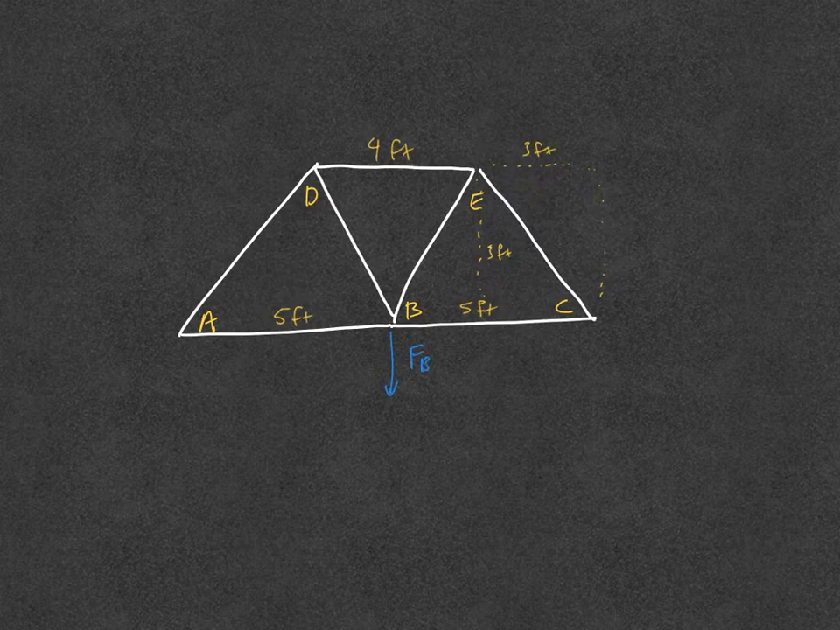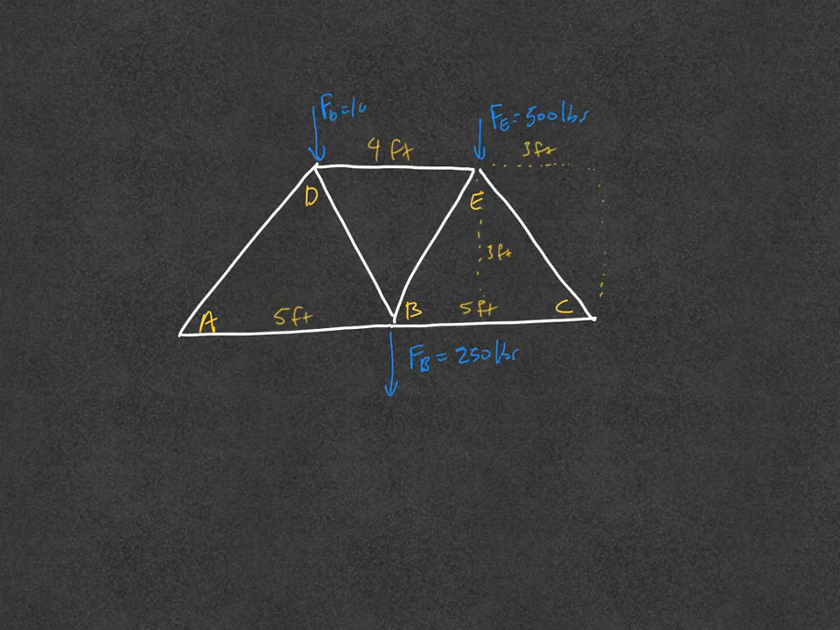Putting in my external forces. So these are my applied forces, a force at B, force at E, and a force at D. And then sketching in my reaction forces. I have a pin joint at A, so I have 2 reaction forces here. I have a roller joint at C, so 1 reaction force there.